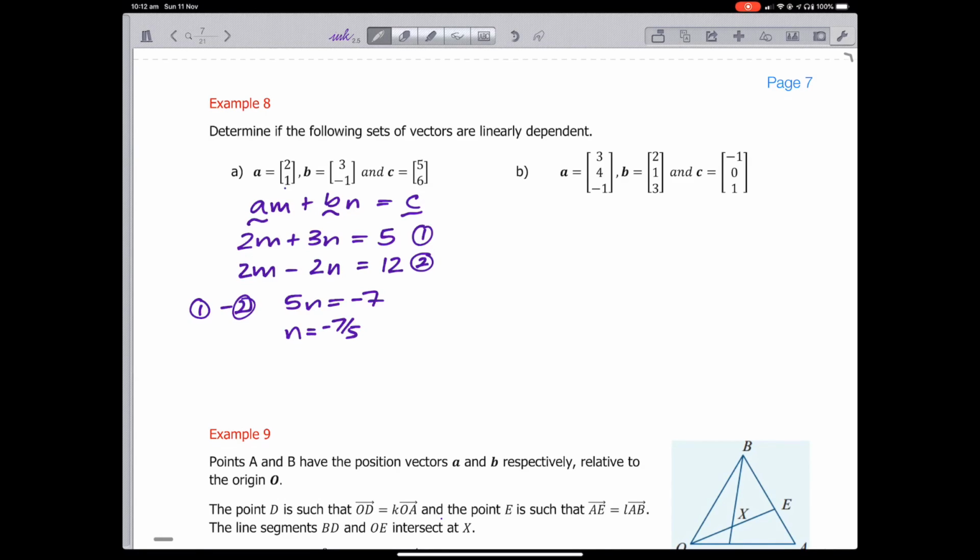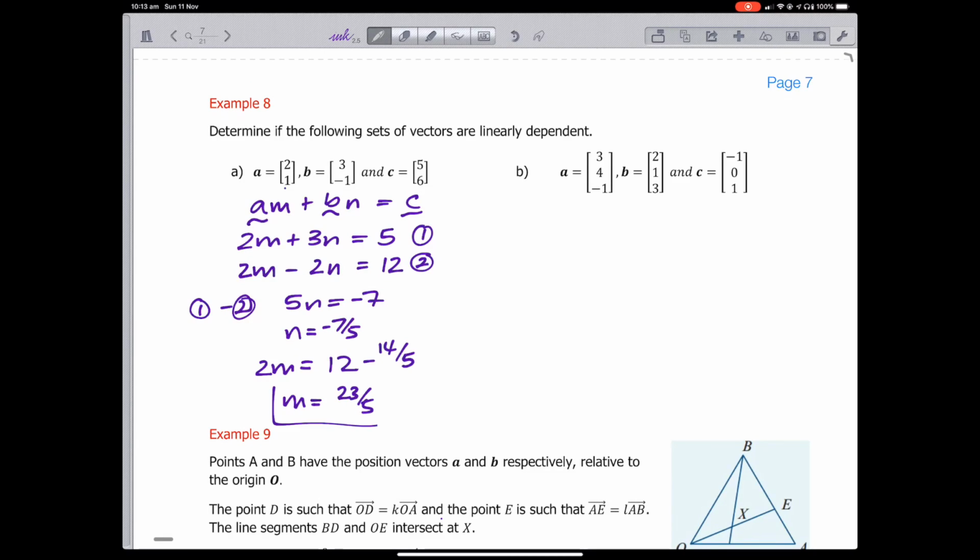And if we know that n is negative 7 on 5, we know that 2m is equal to 12 minus 14 on 5. What's 12 minus 14 on 5? 60 minus 14 is 46 on 5, divided by 2 is 23 on 5.